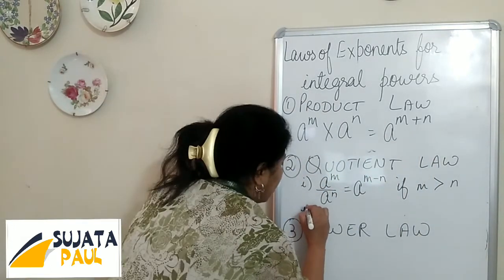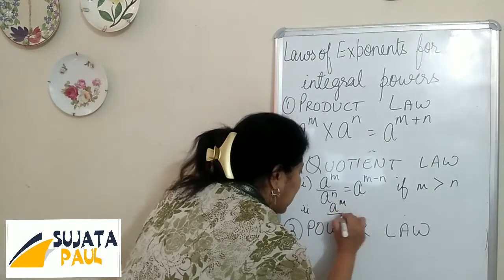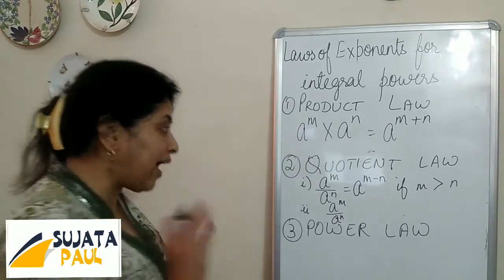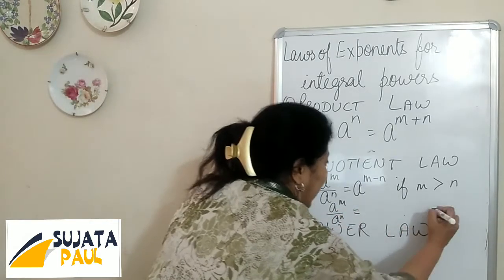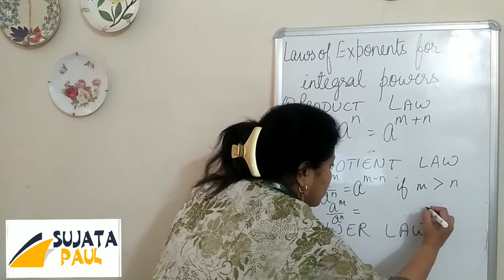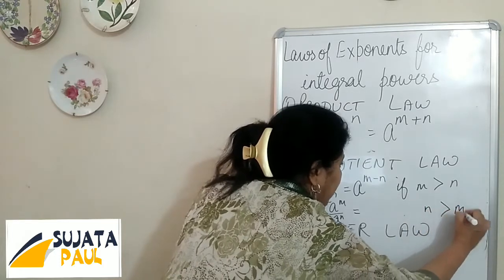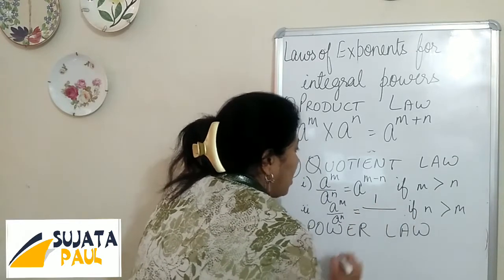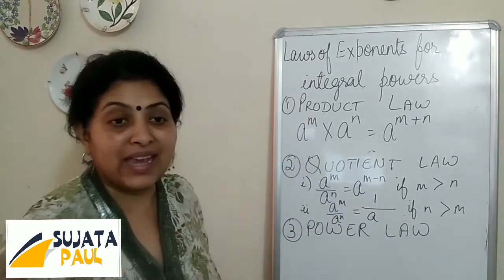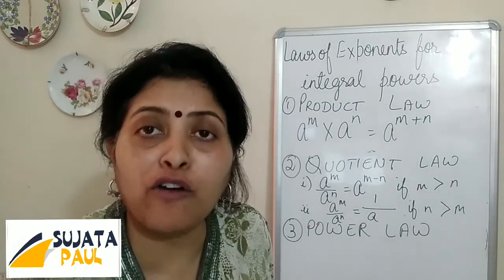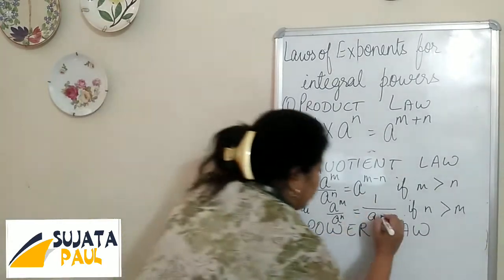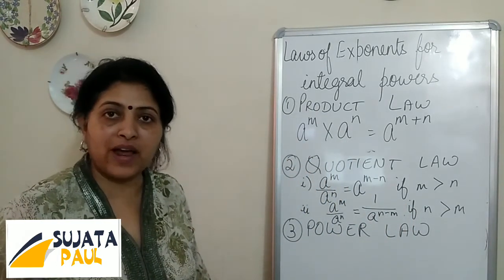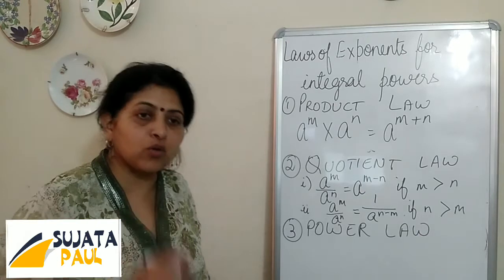And the second part is if it is still a raised to the power of m upon a raised to the power of n, and n is greater than m. So I write n is greater than m. Then I will write this as 1 upon what? a raised to the power of n minus m. Right?